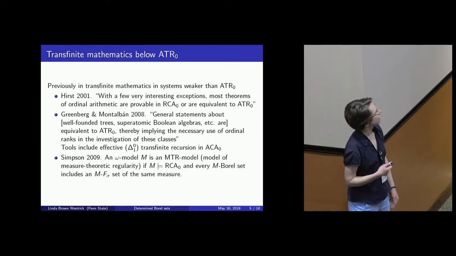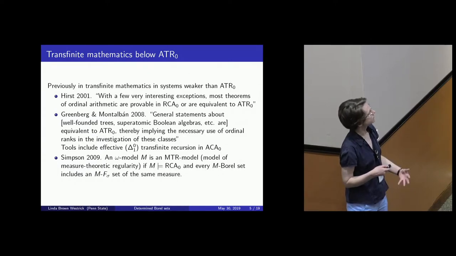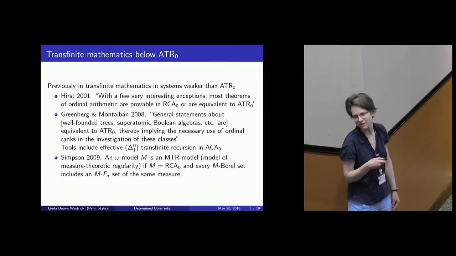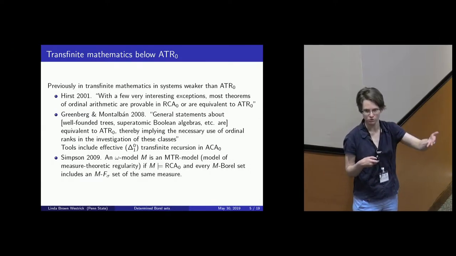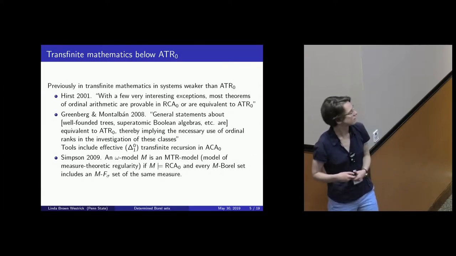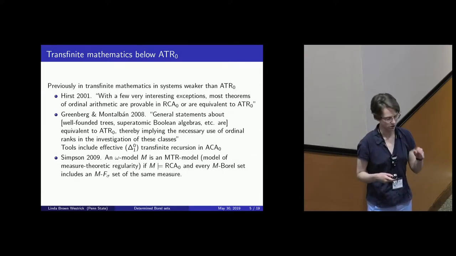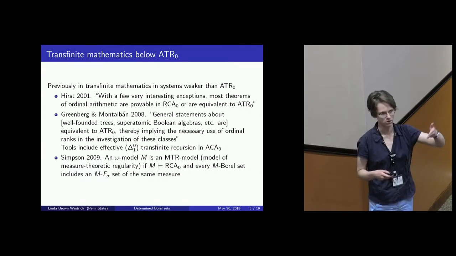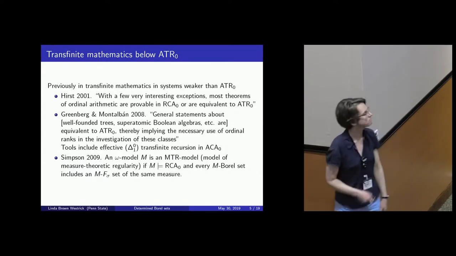But I'll note that, as a part of that analysis, they needed to do some effective transfinite recursions in ACA in order to prove these reversals. So sometimes we might want to know something about what's going on lower than ATR, even if ultimately we're going to say, all right, ATR is the most natural system to consider something.